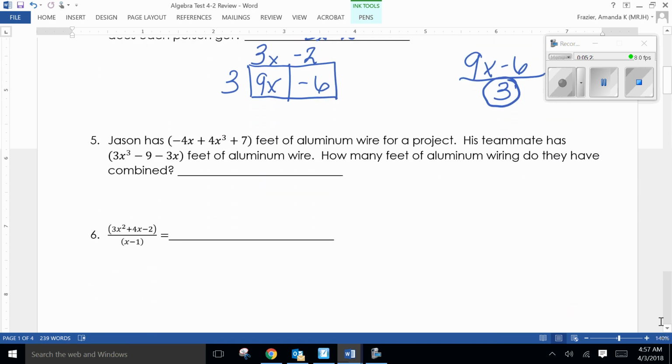Number 5, Jason has negative 4x plus 4x to the third plus 7 feet of aluminum wire for a project. His teammate has 3x to the third minus 9 minus 3x feet of aluminum wire. How many feet of aluminum wire do they have combined? Okay, so I am going to add because I want to combine them. So I'm going to line up my like terms.